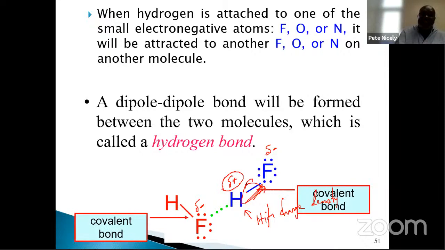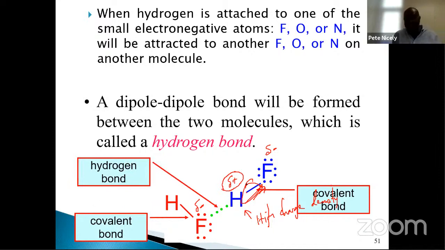So it's very important that you understand the difference between the normal covalent bond and the hydrogen bond that exists between the hydrogen from one atom and, in this case, the fluorine from another atom. That association is what we call the hydrogen bond, all right?